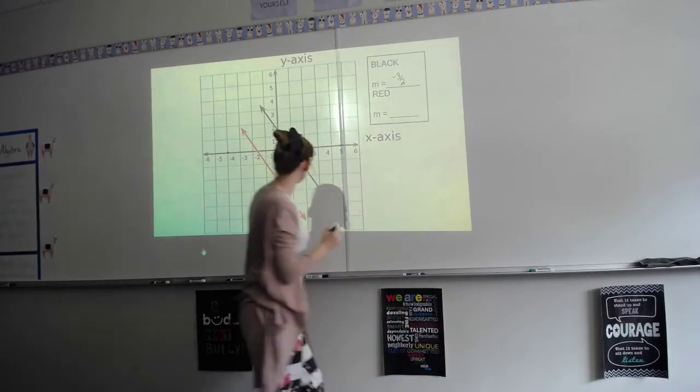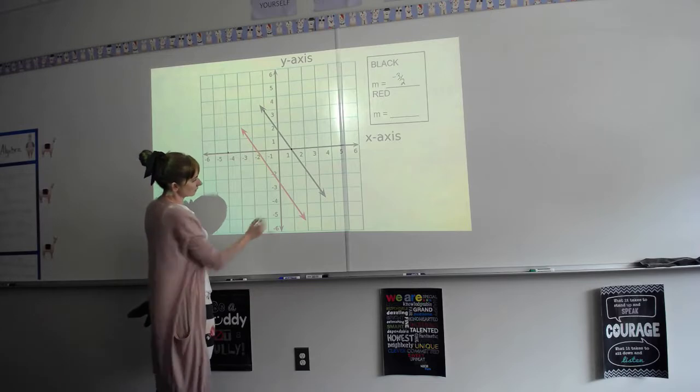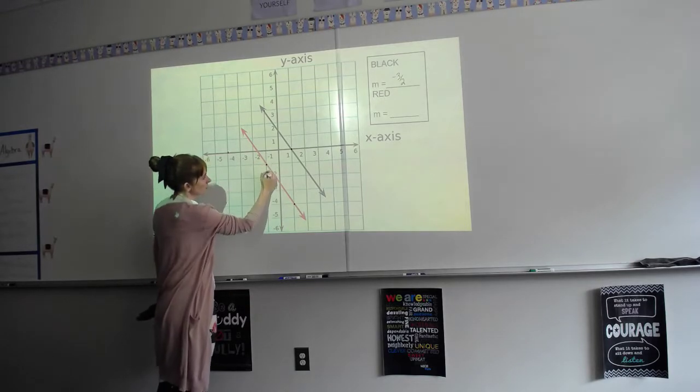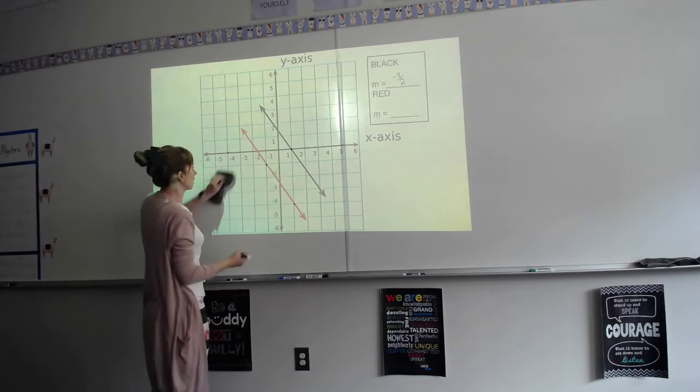I'm going to do the same thing for my red line. And this coordinate looks pretty good, and so does this one. Oh, looky here, negative 3 over 2.